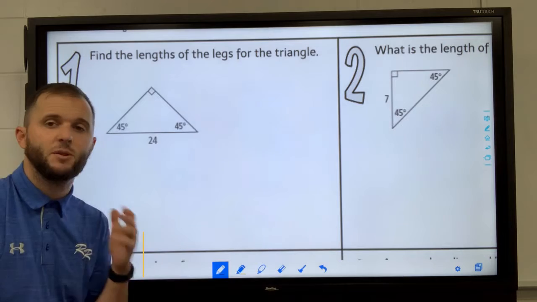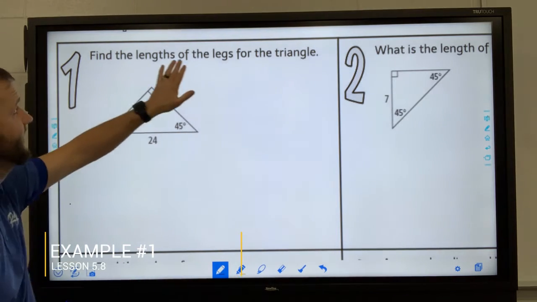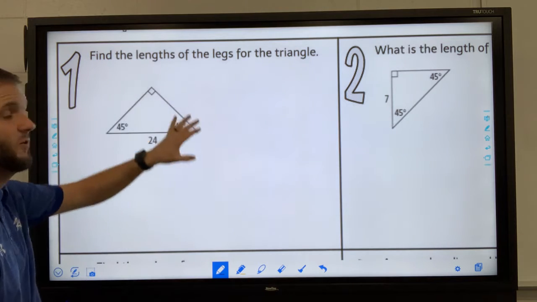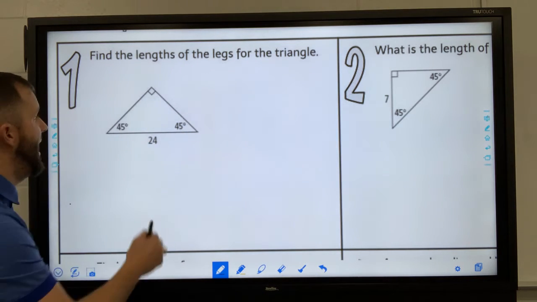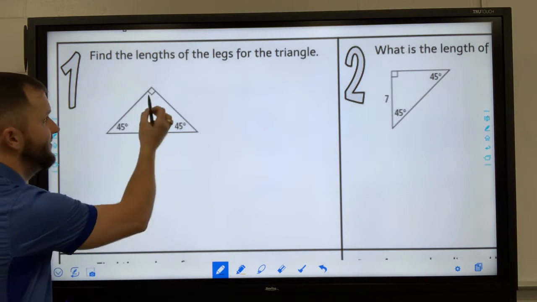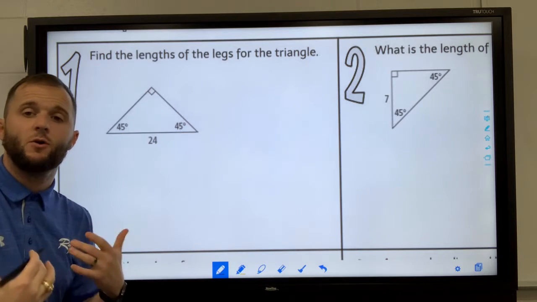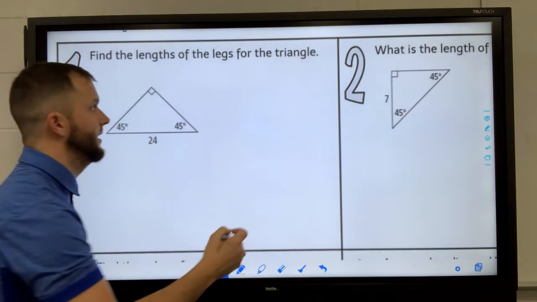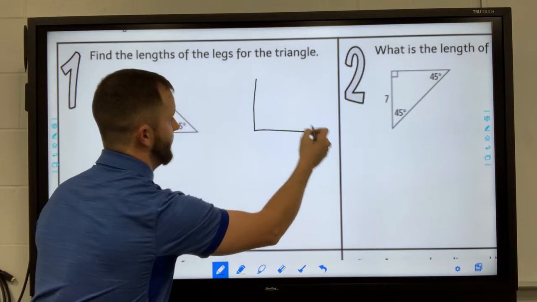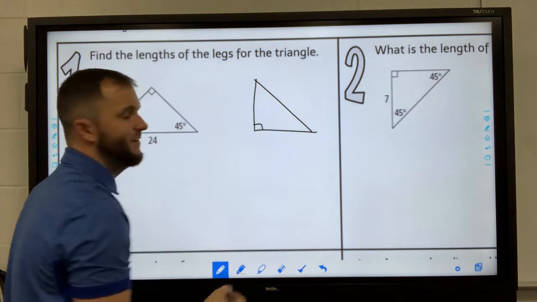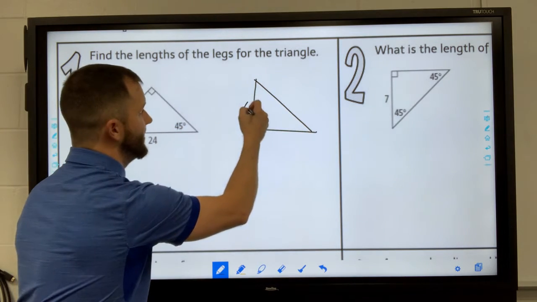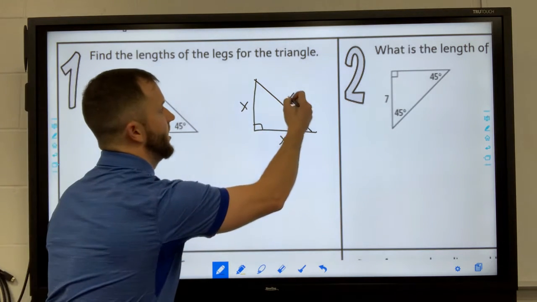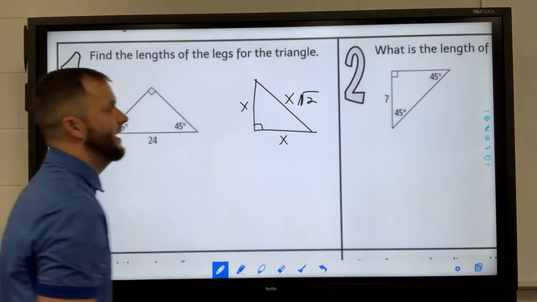On example number 1, it says we need to find the lengths of the legs for this triangle. If we look at this right triangle, again, I have a 45, 45, 90 right triangle, so I know there's that special relationship. So you can see it visually, I'm going to redraw the template over here. If you have a 45, 45, 90, I know my two legs are going to be congruent to each other. Then to find the hypotenuse, all I have to do is multiply that leg length by the square root of 2.